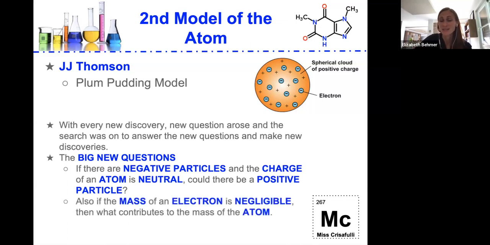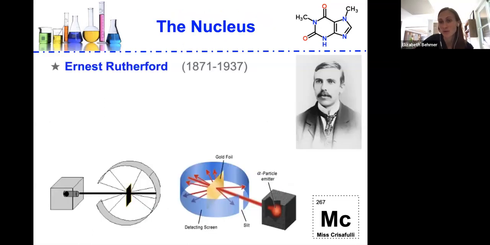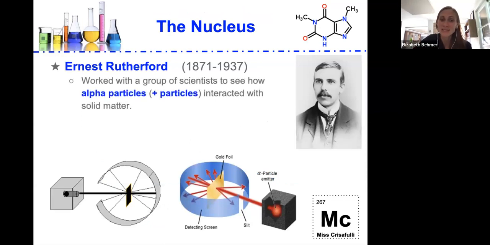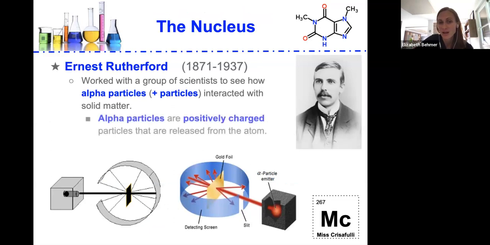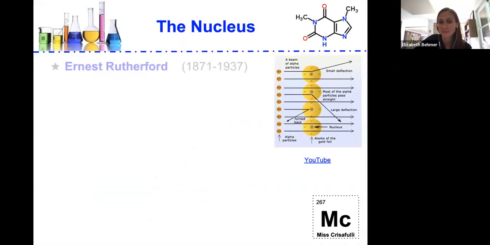Also, if the mass of an electron is so small, what accounts for the rest of the mass? And those are questions that were then further answered. Ernest Rutherford worked with a group of scientists to see how alpha particles, the positive particles, interacted with solid matter. The alpha particles they found were positively charged particles that are released from the atom.